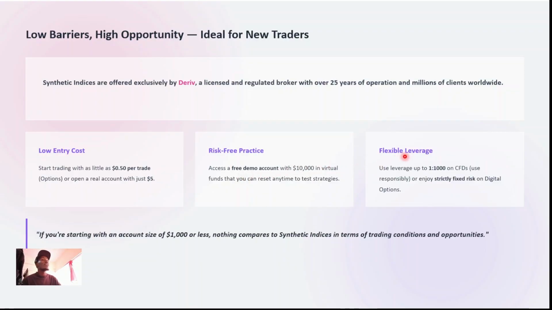They also offer leverage of up to 1:1000 in CFDs, that is contracts for differences. But as you know, leverage is a double-edged sword. The more money you can make on leverage, the more money you are going to lose if the position goes against you in the market. So you should always use it responsibly. Let's get into the next one.